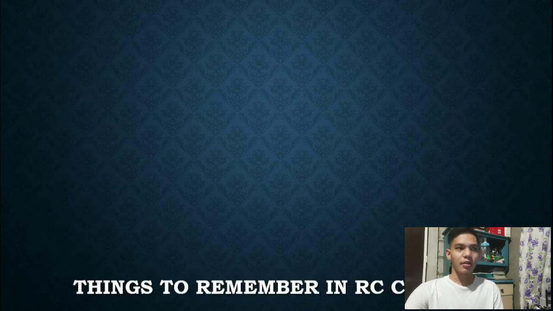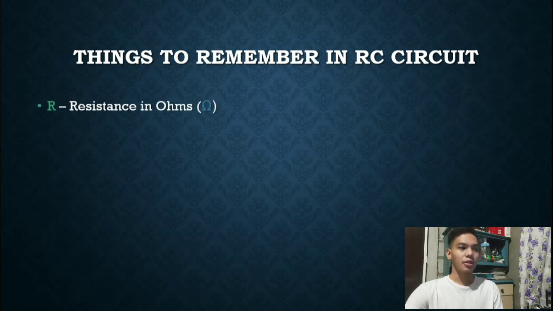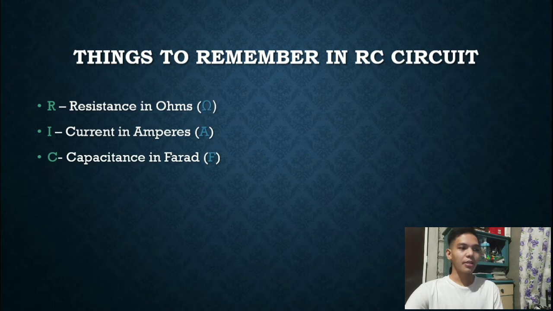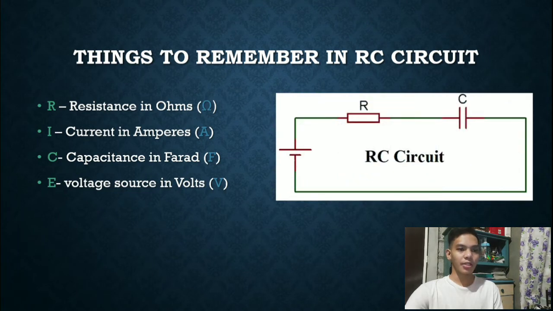And now, we're gonna talk about RC circuits. Of course, if there are things to remember in RL, there are also things to remember in RC circuits. There is also a resistance and current, but there is a capacitance present in RC circuits, and voltage measured in volts. This is an example of a simple RC circuit.